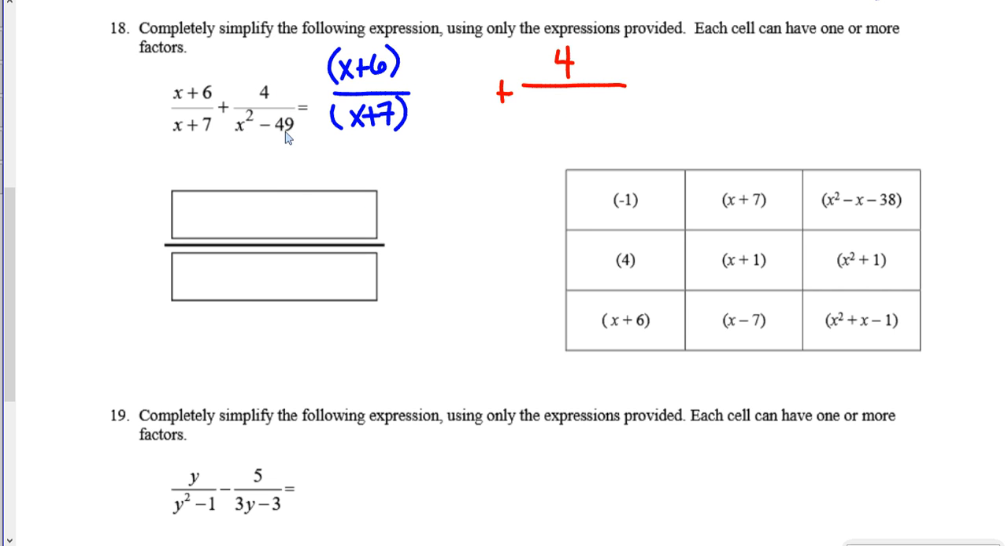X squared minus 49 has two terms. There's no GCF. So I'm just going to factor by difference of squares, x minus 7 and x plus 7. Now I need to build a common denominator. This first denominator is x plus 7.